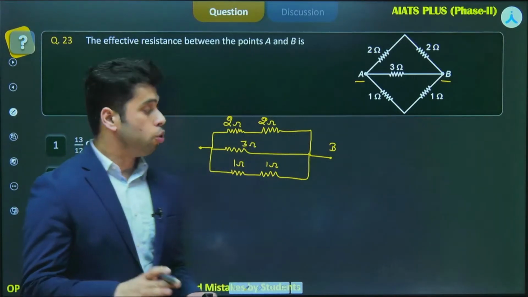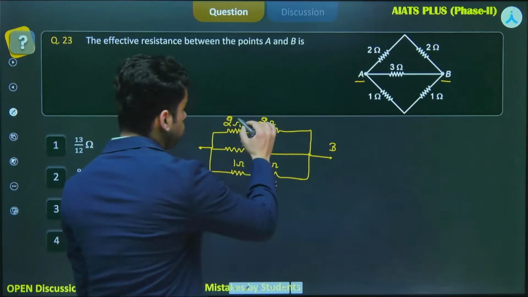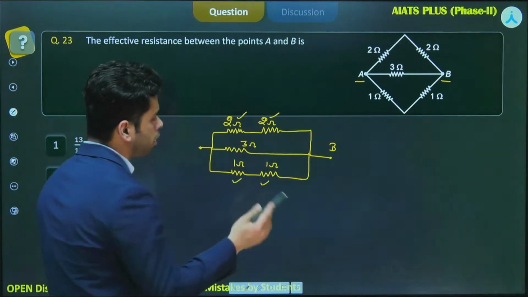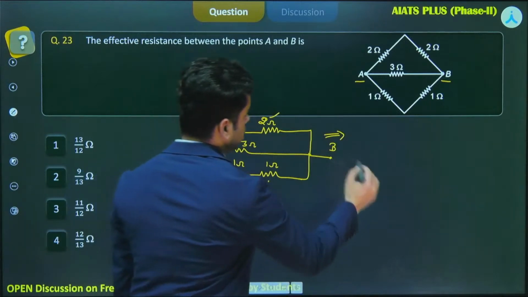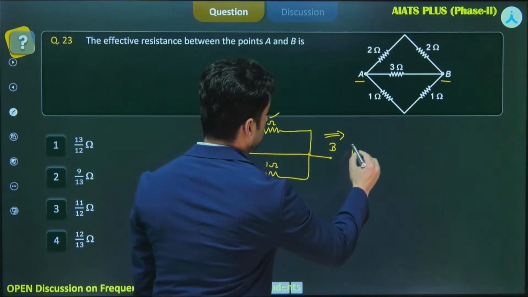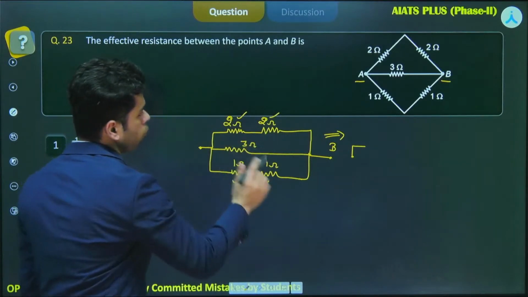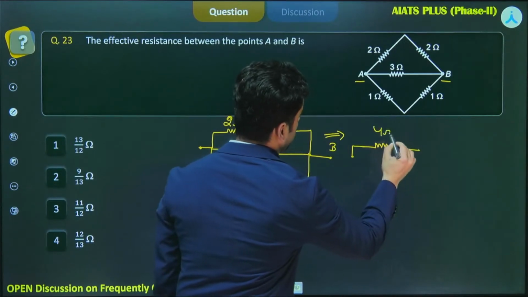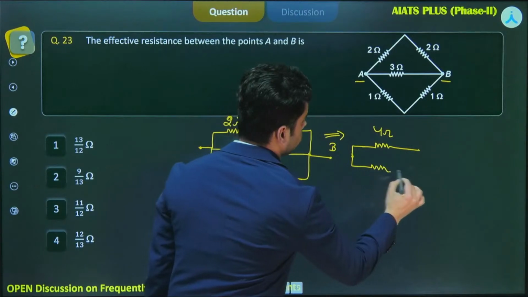Now, if you look at this circuit, it is very simple to analyze that these 2 ohm, 2 ohm, they are in series combination. This 1 ohm and 1 ohm, they are in series combination. So if I try to draw the equivalent circuit, this is my point A. This 2 ohm and 2 ohm, the equivalent for this series will be 4 ohm. So I'll write 4 ohm over here. This is 3 ohm. I'll represent it like this only. So this is 3 ohm.